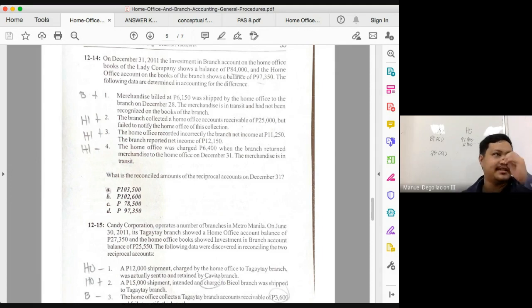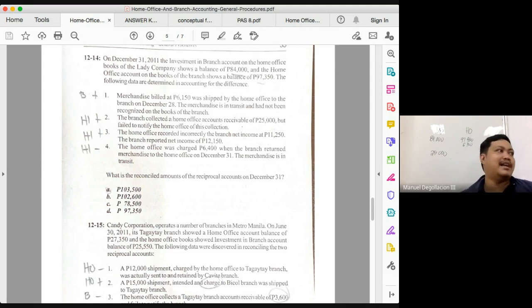By how much should the reciprocal accounts be increased? It should be increased by 12,150. But by how much did the home office increase the investment in branch account? Only by 11,250. Okay, so what should we do? We should have increased the reciprocal accounts by 12,150, but by how much was it only increased? It was only increased by 11,250.